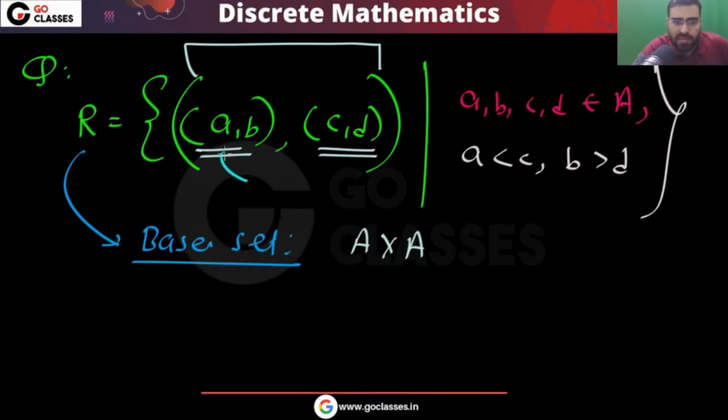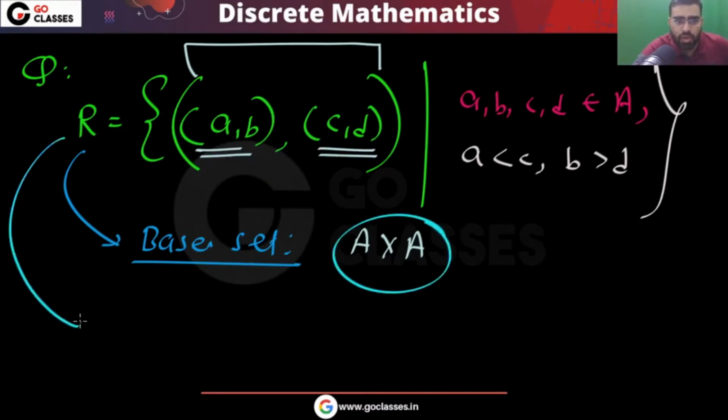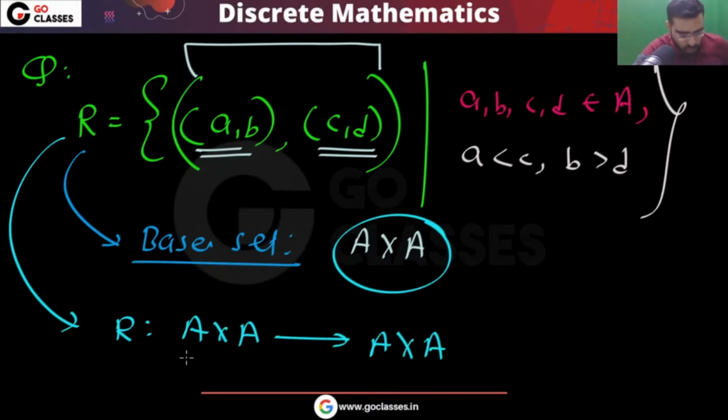You can notice this is an element of A cross A, and this is also an element of A cross A. So an element of A cross A is related to an element of A cross A. Here the base set is basically A cross A. So this relation R is from A cross A, elements of A cross A are related to elements of A cross A. This is a simple point: finding out the base set. Always understand the base set first. Before you solve any question related to the relation, first understand on which set the relation is defined.